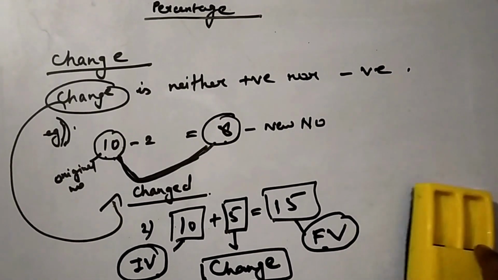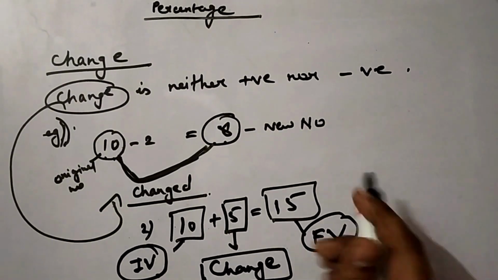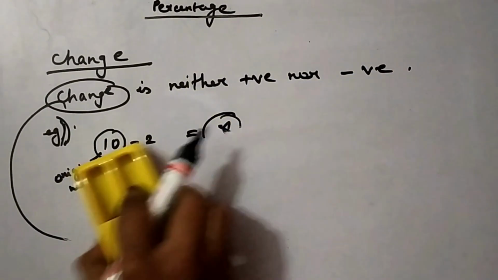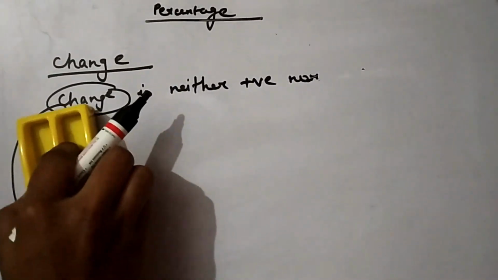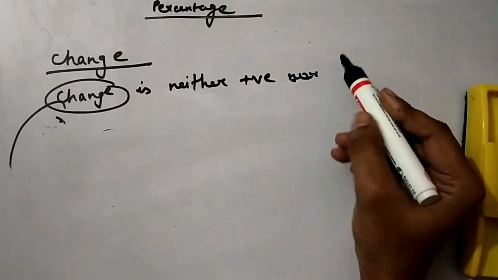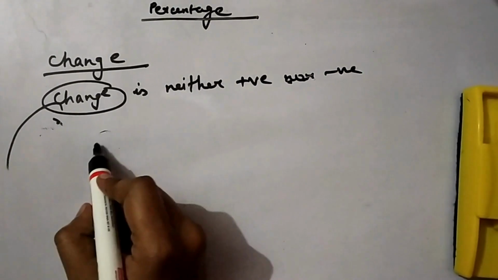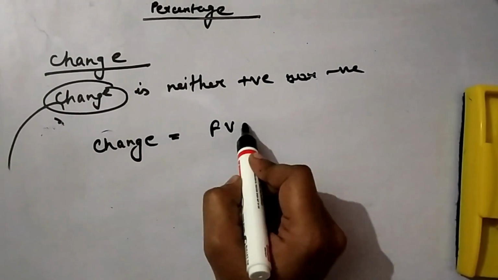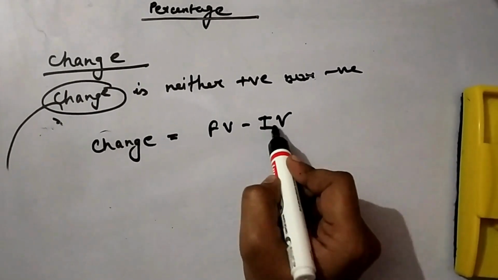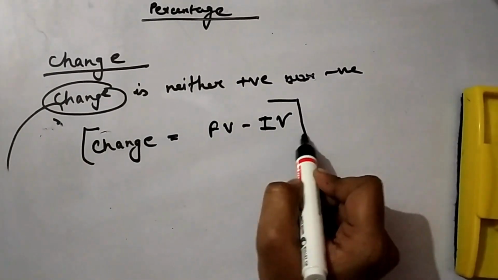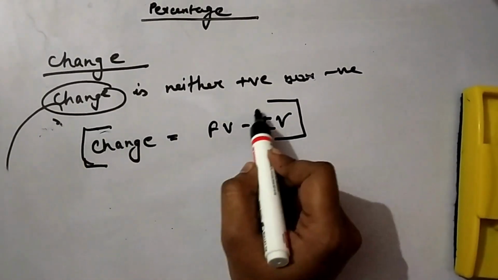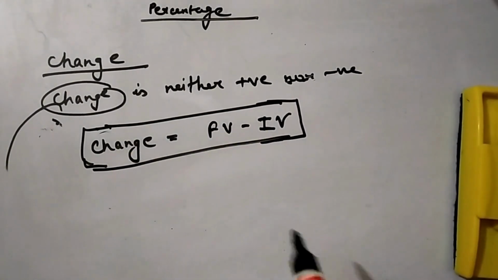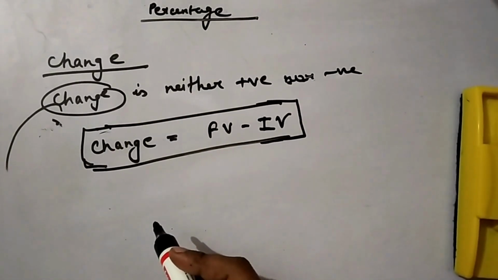So the formula will become: change is equal to final value minus initial value. This is the formula for change. This is the concept. This is the second concept. We have to remember this formula. Change is equal to final value minus initial value.